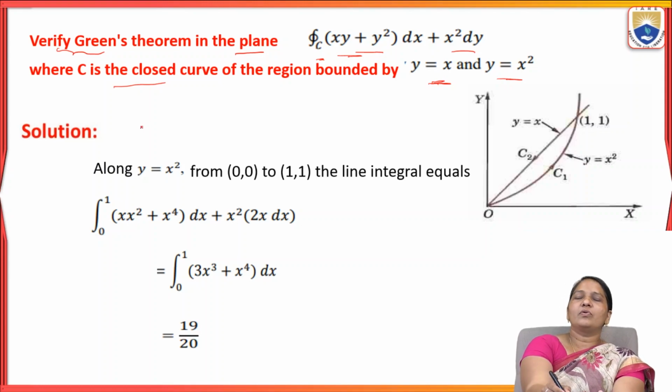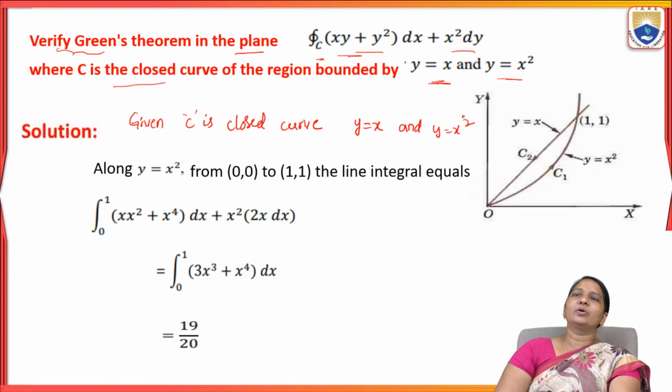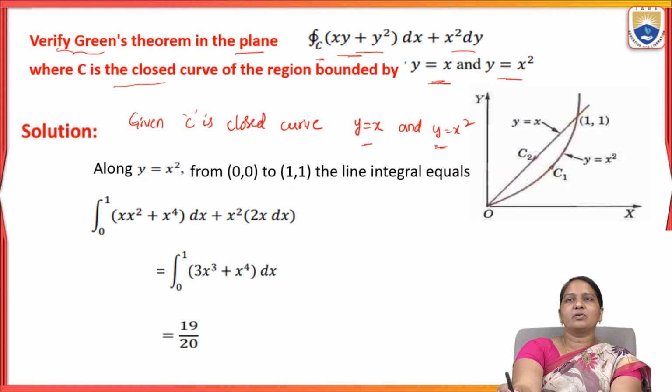First of all, we write the given data. Given: C is a closed curve of the region bounded by y equal to x and y equal to x square. What is y equal to x, and what is y equal to x square? We are going to see in the figure.